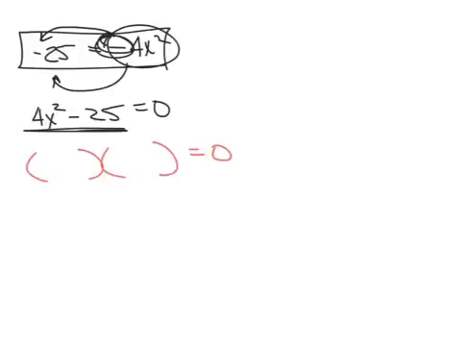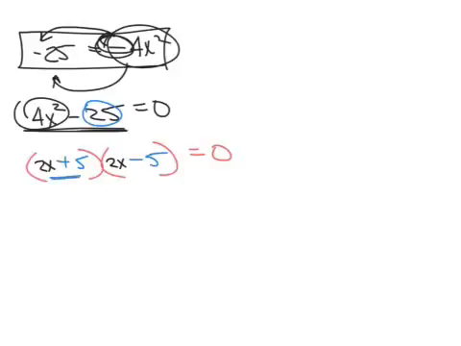So all I do is I take the square root of the first term and put it in both of those places. Then I take the square root of 25, and then I make one a plus and one a minus. Okay, so now I broke it down into what are called two binomials. Bi means two. I have two parts to each one of those. So there's my two binomials.